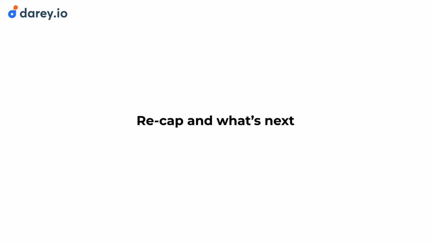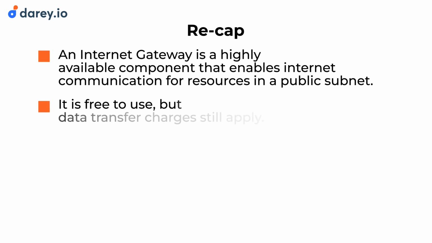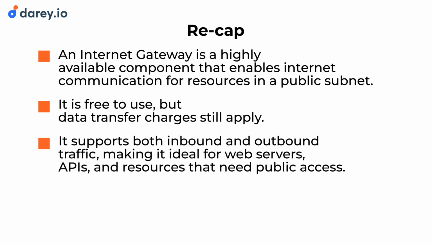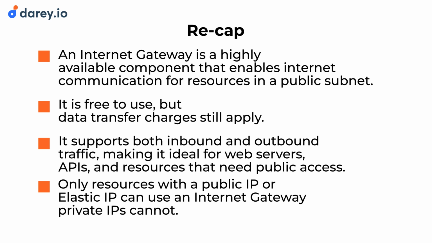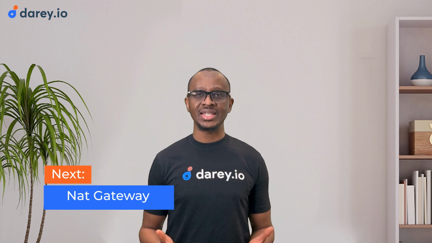Recap and what's next. Let's summarize what we covered. An Internet Gateway is a highly available component that enables internet communication for resources in a public subnet. It is free to use, but data transfer charges still apply. It supports both inbound and outbound traffic, making it ideal for web servers, APIs, and resources that need public access. Only resources with a public IP or elastic IP can use an Internet Gateway. Private IPs cannot. In the next lesson, we'll explore NAT gateways, which allow resources in a private subnet to access the Internet securely without exposing them to inbound traffic.